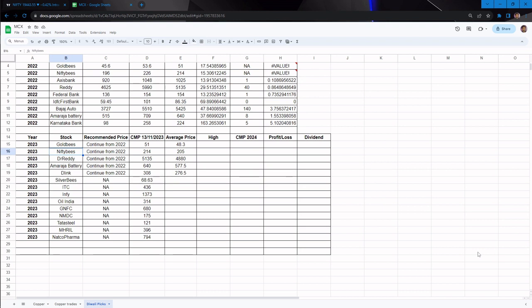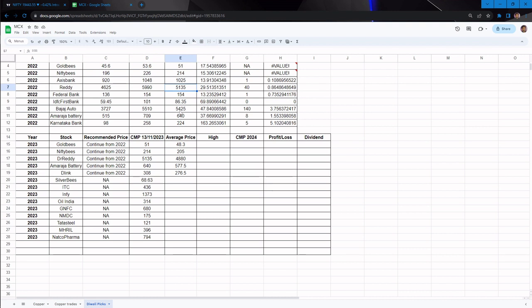And now we are going to check the stock Dr. Reddy. Dr. Reddy was already shared in 2022. At that time the price was around 4625. Right now the price is 5135 and the high made was around 6000 rupees. So nearly 1400 points it has moved, which is almost 30% it has moved, and right now it is at 5135.